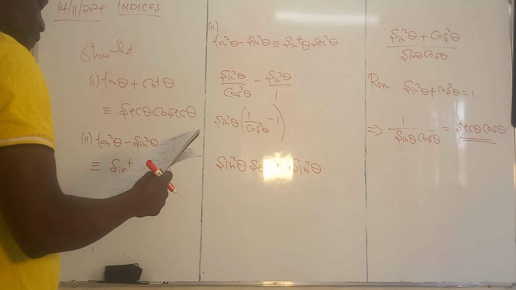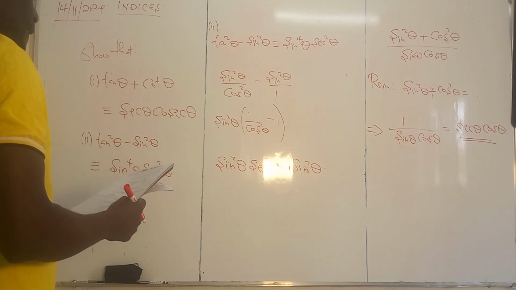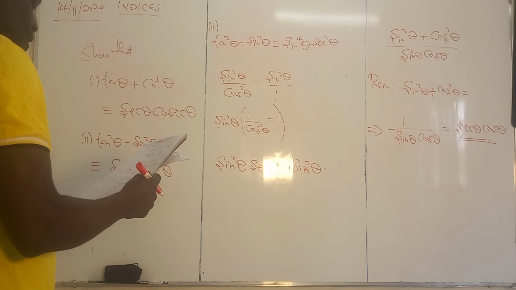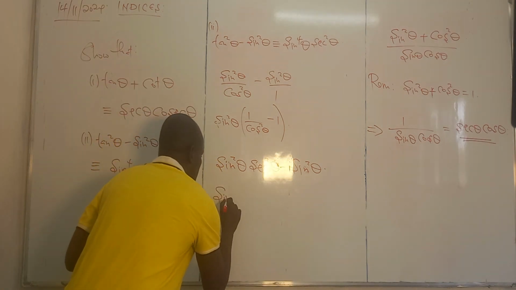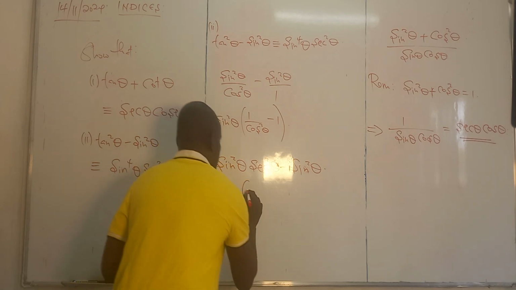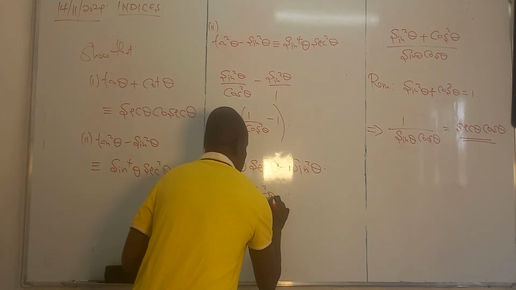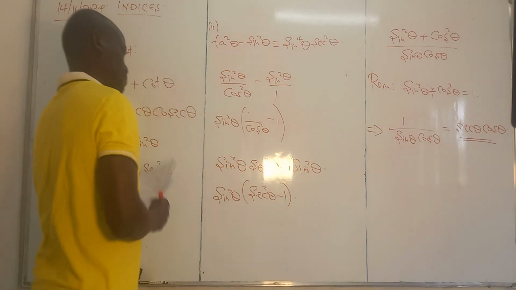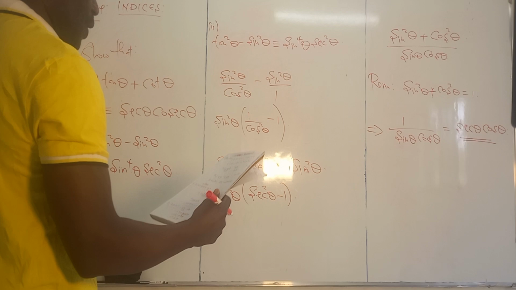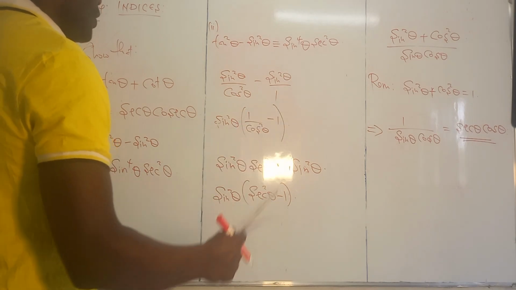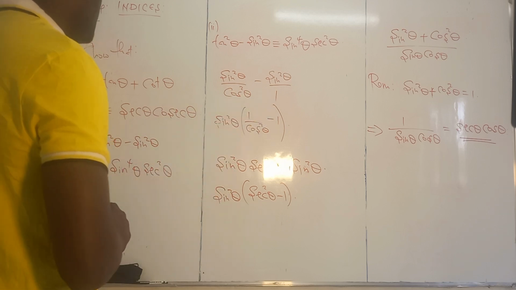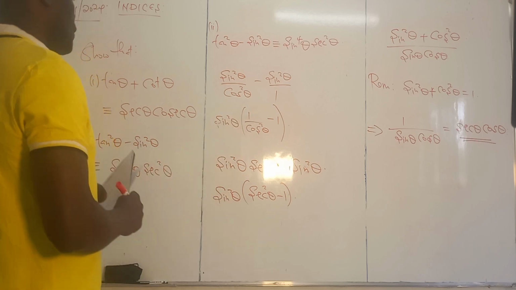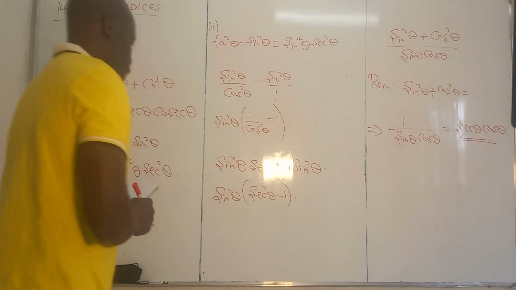Again here, if I factorize sin squared theta, then I'll be having sin squared theta in bracket sec squared theta minus 1. That's what I have. But what is sec squared theta minus 1? Sec squared theta minus 1 is equivalent to tan squared theta. So that you need to find out.